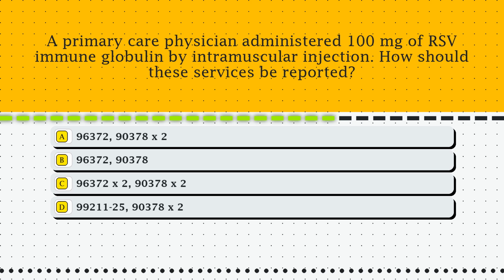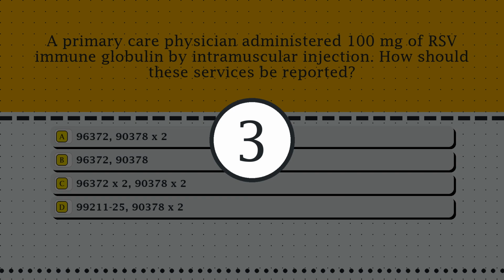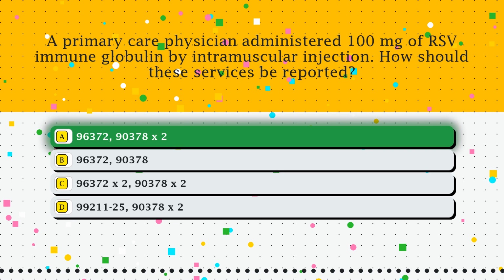Option A, 96,372, 90,378 x2. Option B, 96,372, 90,378. Option C, 96,372 x2, 90,378 x2. Option D, 99,211-25, 90,378 x2. The correct answer is option A, 96,372, 90,378 x2.